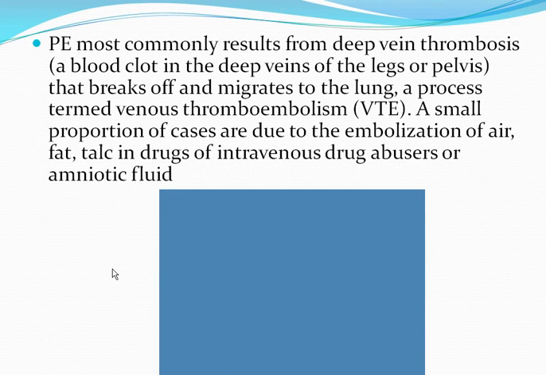Pulmonary embolism most commonly results from deep vein thrombosis, a blood clot in the deep veins of the legs or pelvis that breaks off and migrates to the lung, a process termed venous thromboembolism. A small portion of cases are due to the embolization of air, fat, talc in drug of intravenous drug abusers, or amniotic fluid.